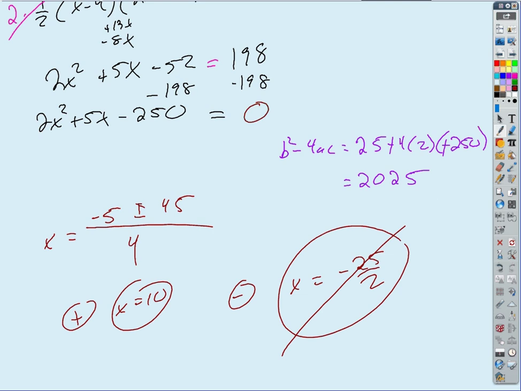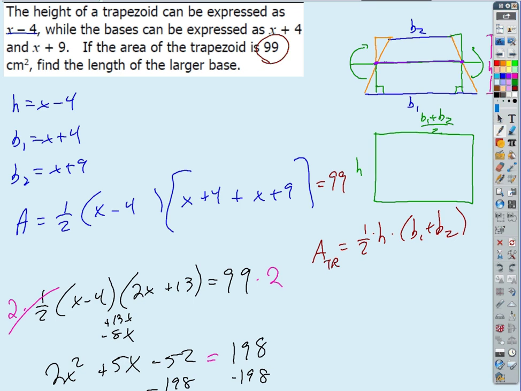Okay. So that's not what's being asked in the question. They want to know the length of the larger base. So the bases are x plus 4 and x plus 9, right? So B2 would be 10 plus 9, which is 19, right? We're going to get 19, 14, and 6 for the height. So 19 would be the length of the larger base. Okay, make sense?